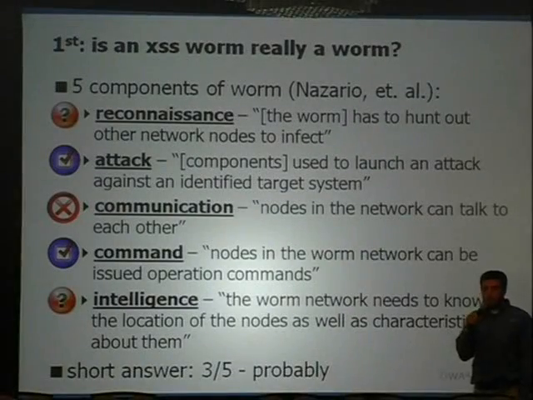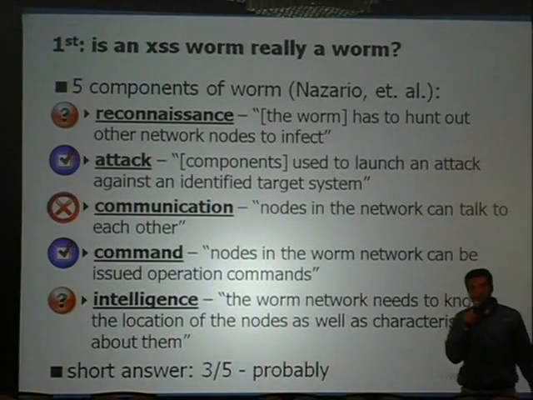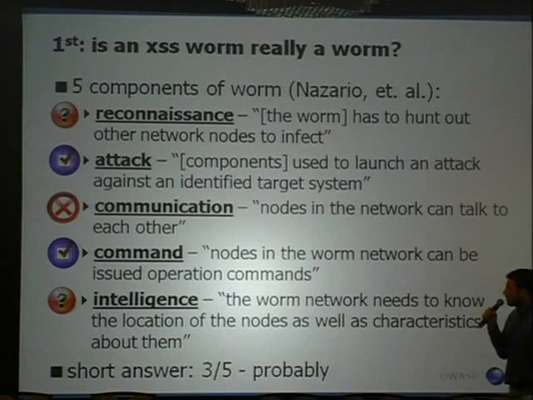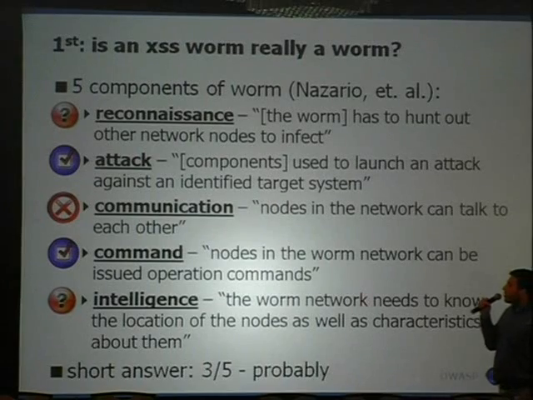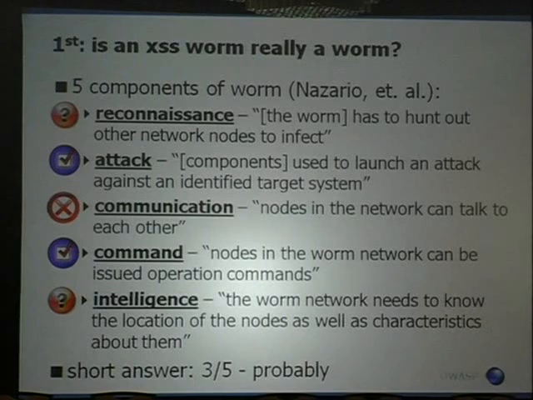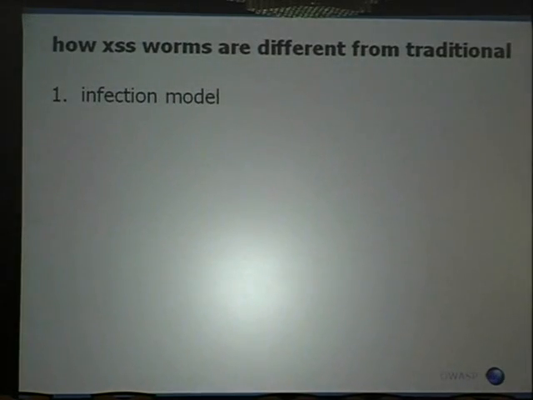Intelligence: the worm network needs to know the location of the nodes and characteristics about them. This is what some of the network worms did, but with cross-site scripting worms, we don't really see that in any of the worms that we've analyzed. So doing a little bit of fuzzy voodoo math, we come up with maybe 3 out of 5. So is a cross-site scripting worm a real worm according to the definition? Probably.